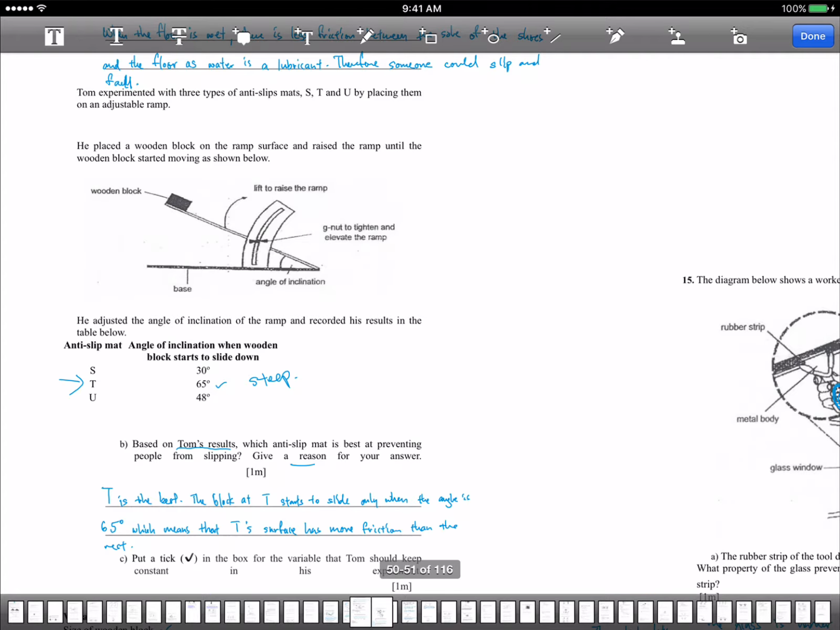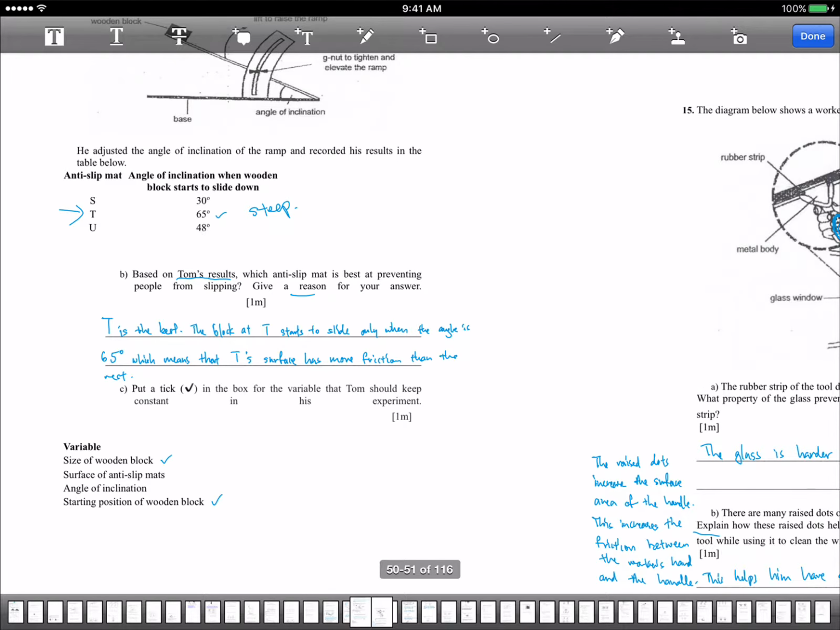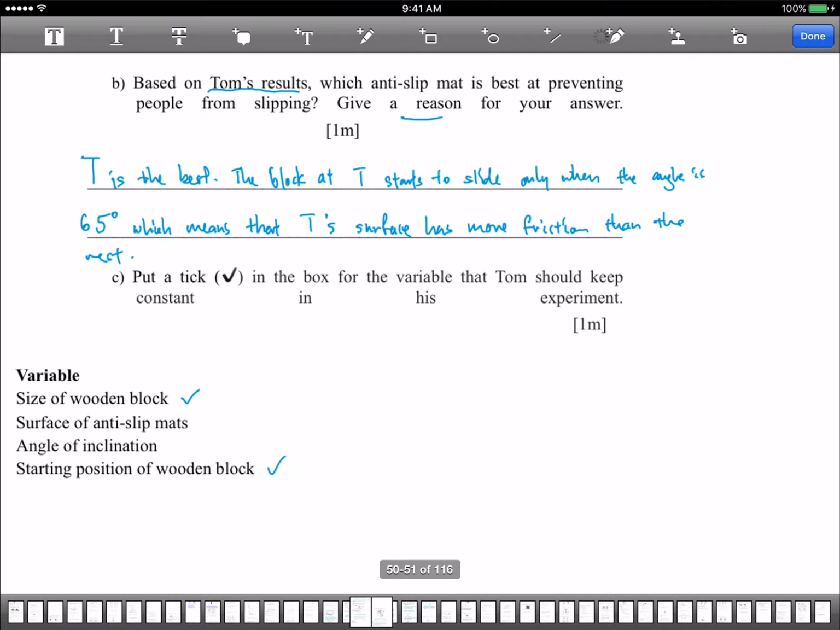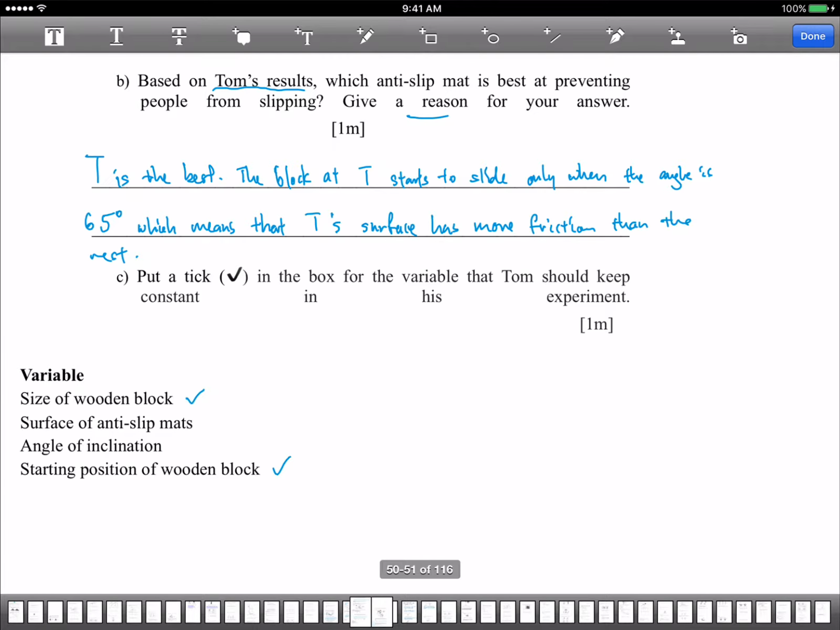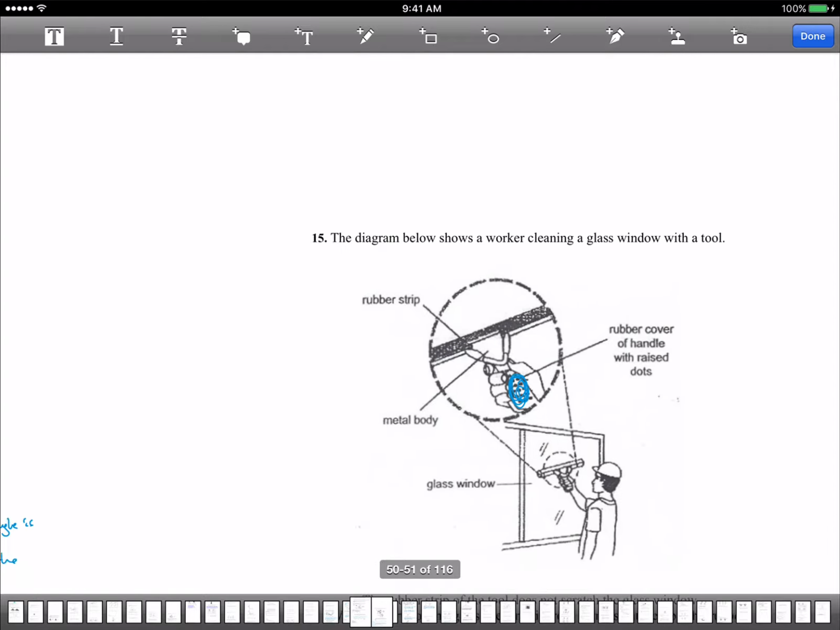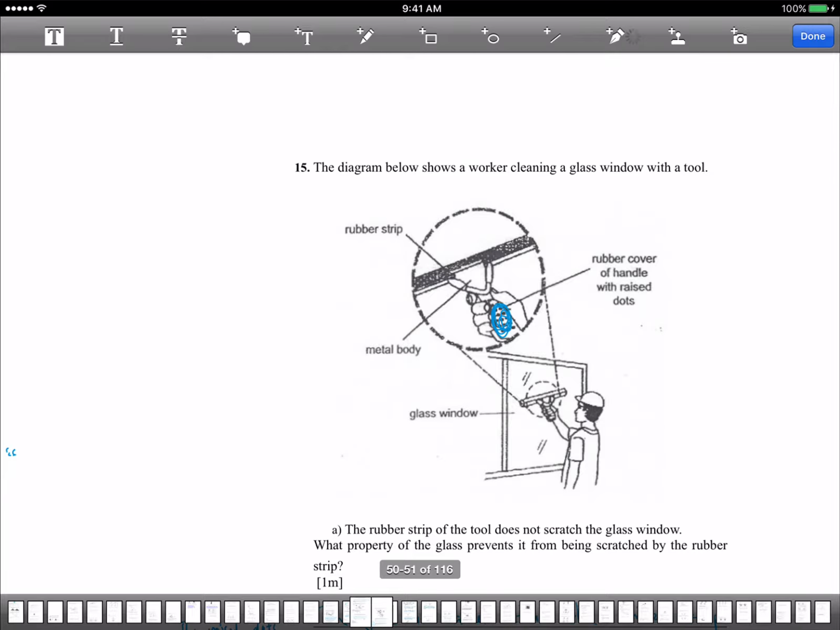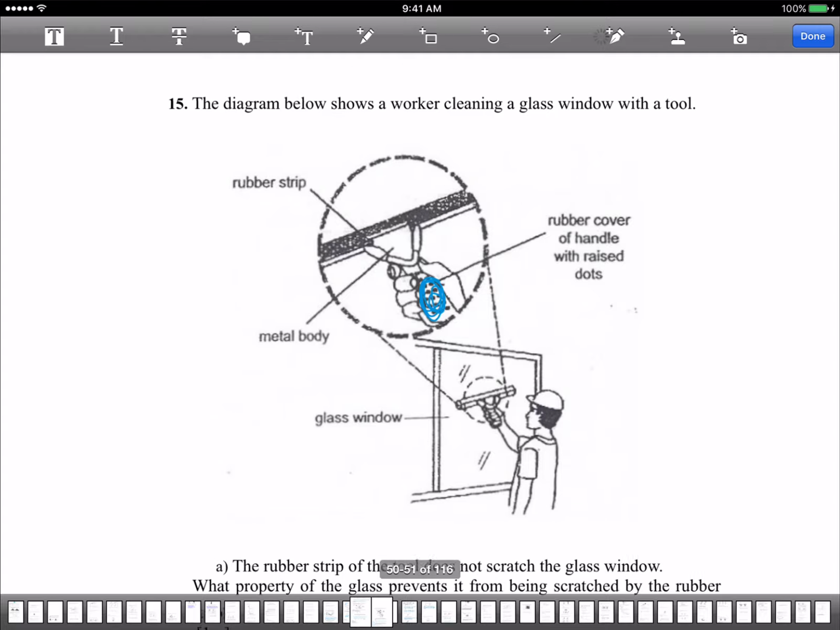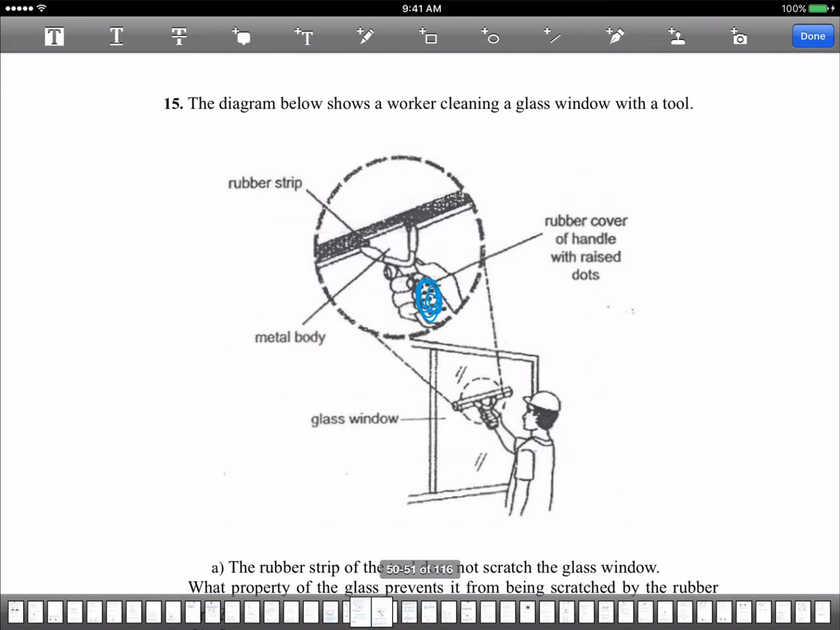Right, next. So just put a tick there. The variable that Tom should keep constant in his experiment is the size as well as the starting position. Okay, next one. Now next one I want you to try, because this is one question that once again looks easy, but then there are some errors. Everyone try this.